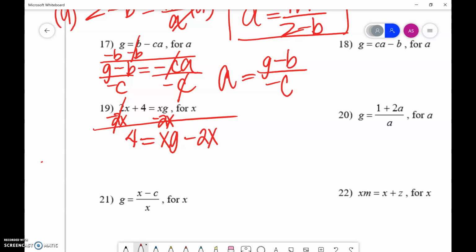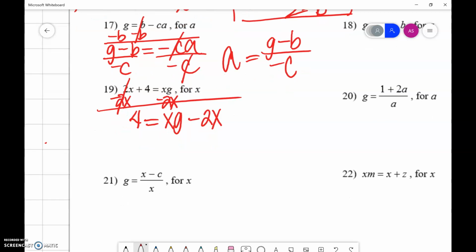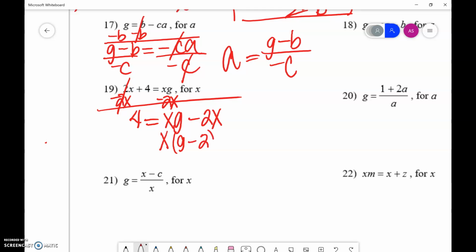So here's the part where I say that I really haven't taught this yet, because this is a skill that we will learn when we do our polynomials unit. So I'm going to divide out an x here, and what this is going to look like is x times g minus 2. So I'm factoring out an x, which we haven't talked about yet, but we will probably around March or so.